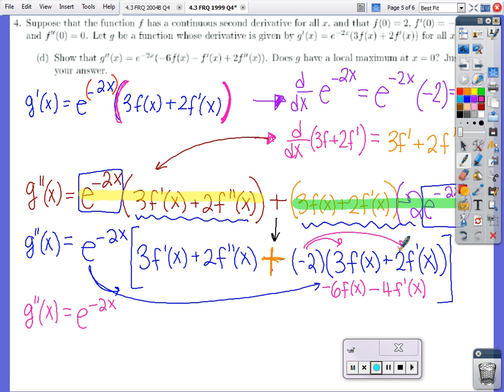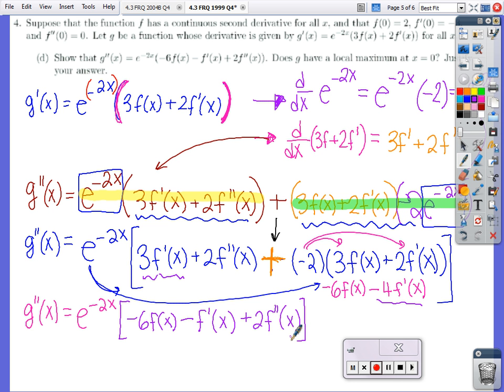I am going to see now common terms. It looks like in terms of f of x's, I only have negative 6 f of x's. The primes, I have 3 and negative 4, so I get negative f prime. F double primes, I have 2, and I think that's it. So plus 2f double prime of x. And if you look up, that's the exact function for the second derivative.